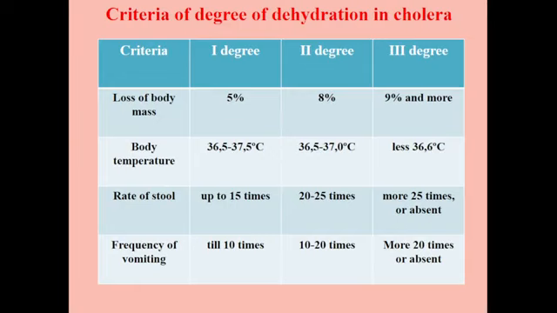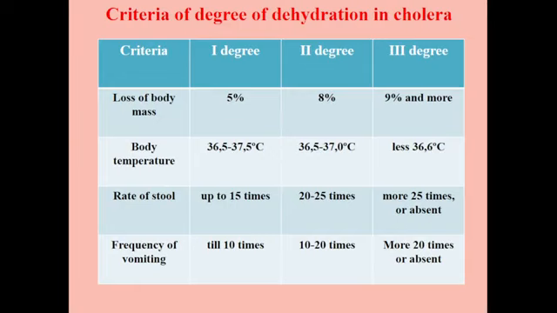Body temperature. In first degree, it may be usually normal or subfebrile, up to 37.5. It's usually in kids that it may be subfebrile, and in adults, absence of temperature, but again, some subfebrile temperature may be, not febrile, yes, not 38, not 39. Second degree, 36.5 up to 37, not higher, and in the third degree, it is less than 36.6, less than normal temperature.